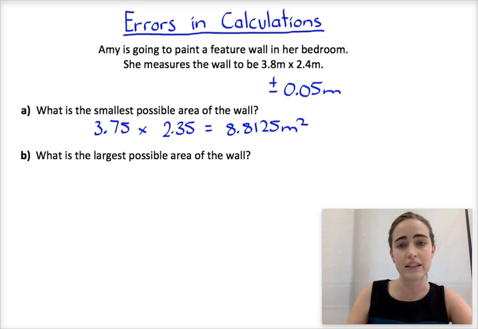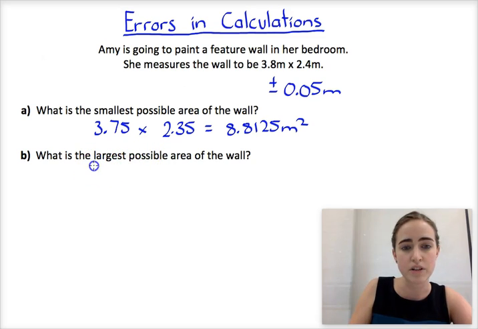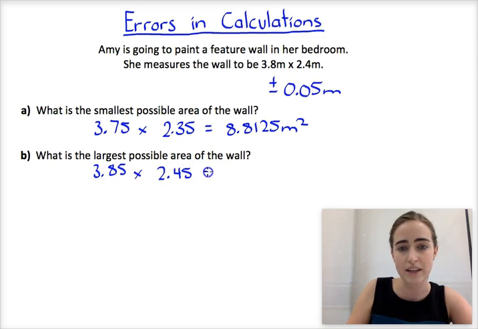Part B of the question asks us what is the largest possible area of the wall. So it's a similar sort of calculation. If this length was measured to be 3.8, the largest possible measurement it could have been was 3.85, and the largest the height could have been would have been 2.45. So at each of these measurements, we've added that 0.05. So the largest possible area would be those two measurements multiplied together, which would give us 9.4325 metres squared. So the true area of our wall is somewhere between that 8.8125 metres and the 9.4325 metres.